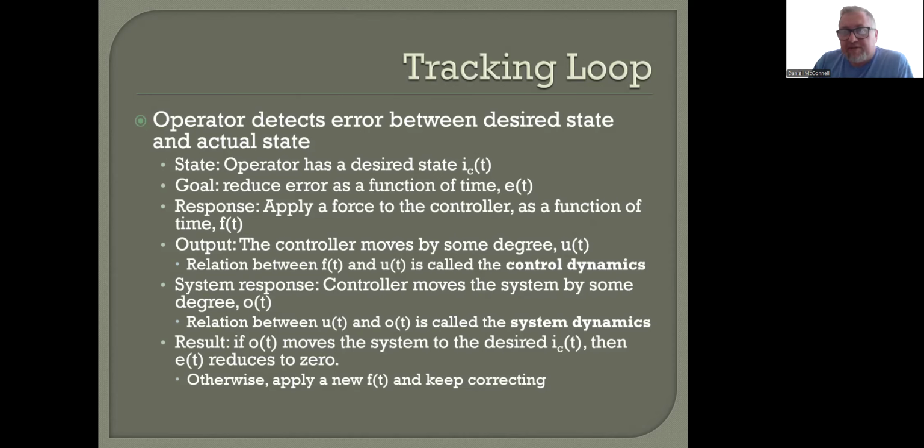But on the other hand, if I continue to detect additional error, I'm going to continue to go back and apply another force to the controller, which will then change U and then change O. So there's a complex dynamical relationship here. After I have detected an error E and applied a physical force F to the controller, then the controller and then the system will respond accordingly.